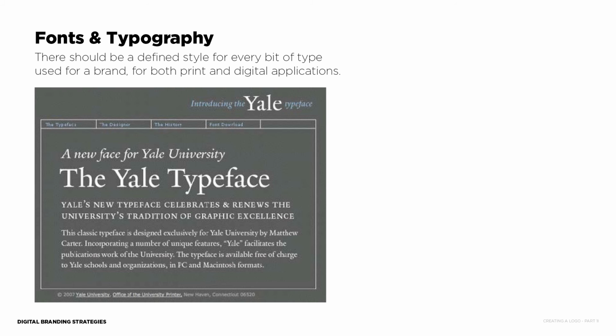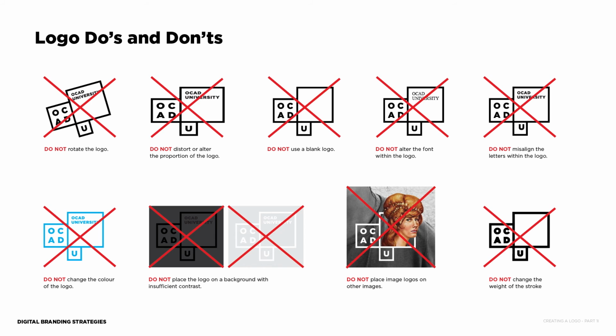Fonts and typography. There should be a defined style for every bit of type used for a brand, for both print and digital applications. Rules for how to use the typography should be clear and distinct from what typefaces are acceptable, how each is used, and guidelines for additional styling, size, and use of color. Logo do's and don'ts. Showing improper usage of your logo is a must. I've worked with many designers that like to get creative with the usage of a logo. Referring back to the brand standards to show them why it is an improper use is always helpful.